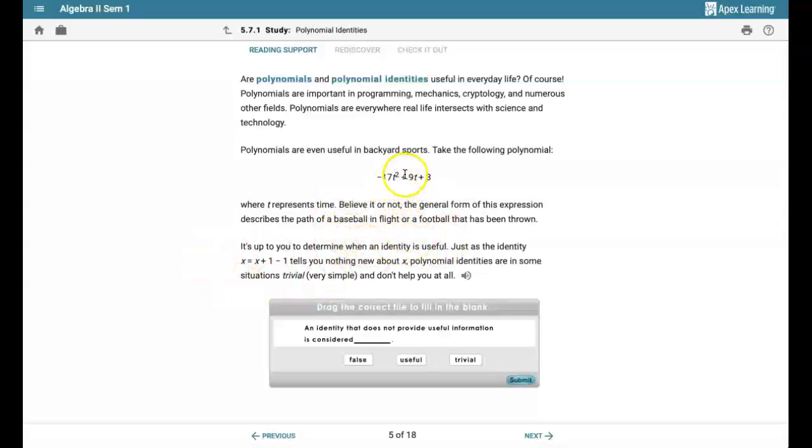So determining which identity is useful is hopefully pretty simple here. We've got our t squared plus our 9t plus our 3. And what's funny about this one is, even if I take out some numbers, it's not helpful to change this to a different identity. And that's what this is saying here. It tells you nothing new about the polynomial. So some of them are very trivial or very simple, so they don't help you at all. It's considered trivial.